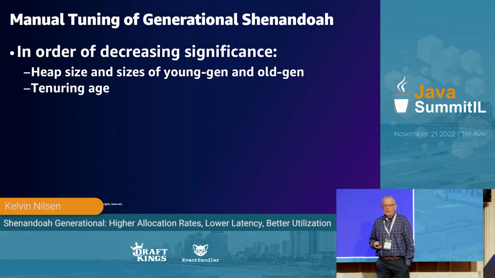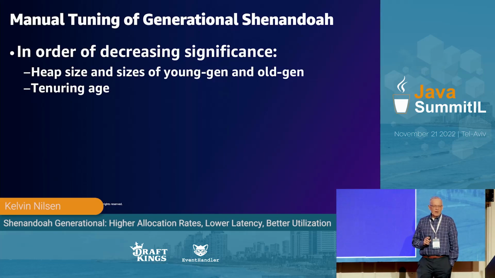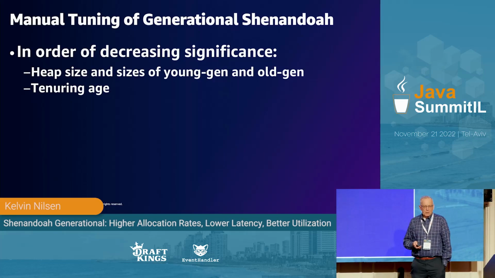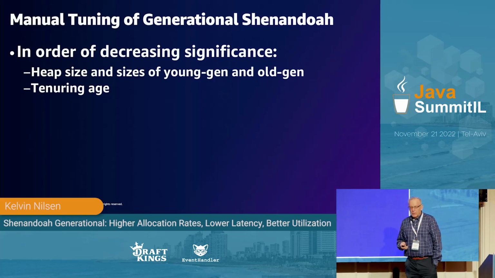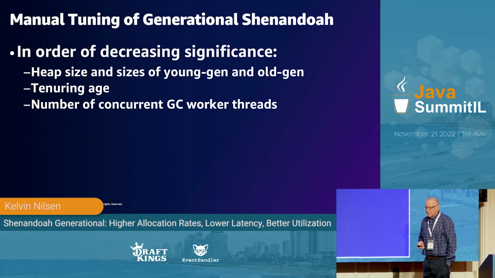The tenuring age. By default, if an object survives 7 young collections, it will be promoted to old. That's not the right answer for every service, so you have to set that right now. That's also being adjusted automatically, within a matter of weeks. I think that will be integrated as well into the release.